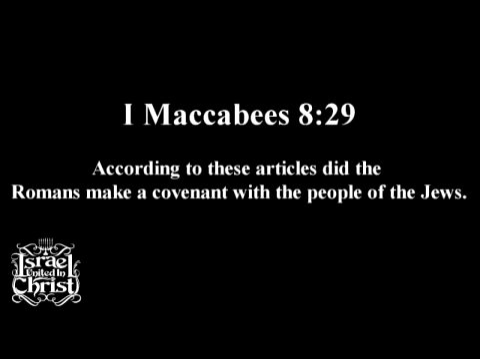According to these articles, did the Romans make a covenant with the people of the Jews? Y'all see this? So if anybody did not follow Rome's policy, you could not buy or sell. You could not trade or traffic. They said, we won't give them weapons. We won't give them food. We won't give them ships or money. That's an embargo. That's the same thing Revelation 13 is talking about with America. And these are the precepts to prove it.